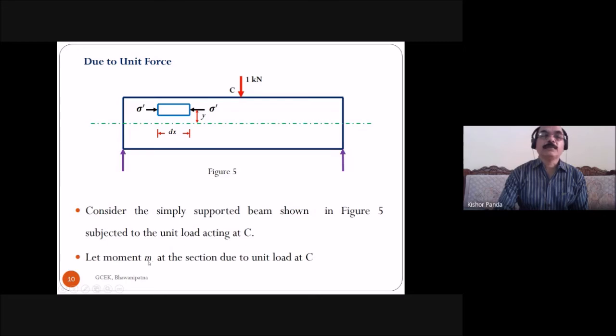Let the moment at the section due to the unit load at C be small m. Due to this unit load, what is the moment at the section that you have to find out? Let us take that moment as small m. So due to the unit force, the moment you take at the section is equal to small m.